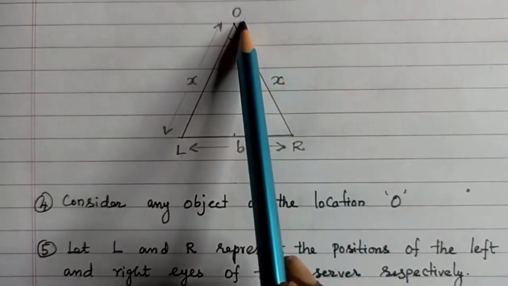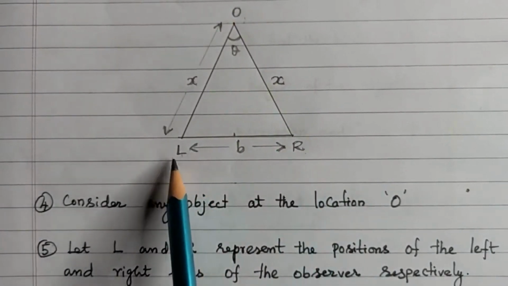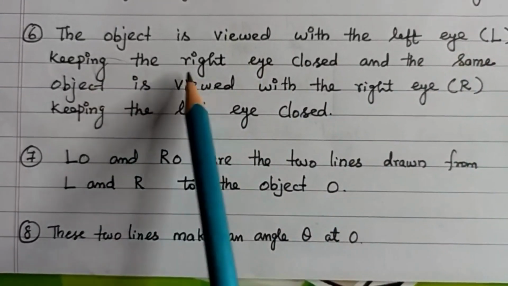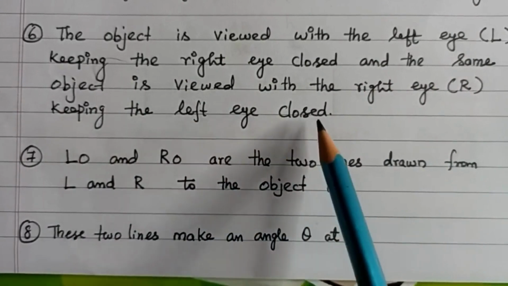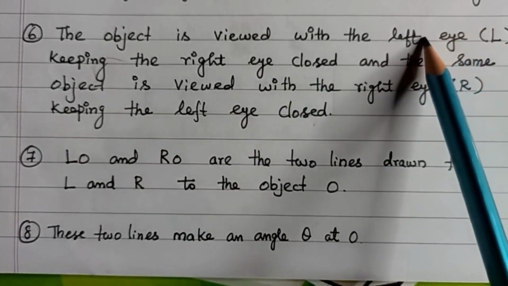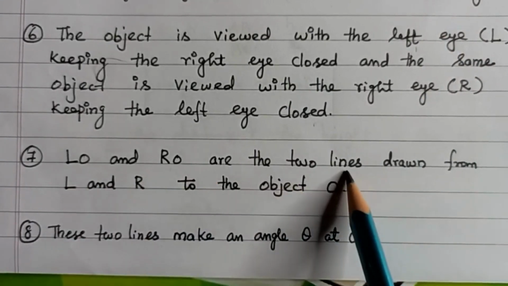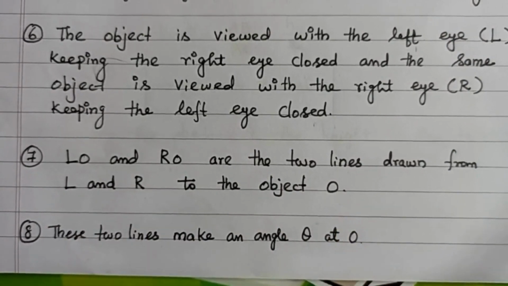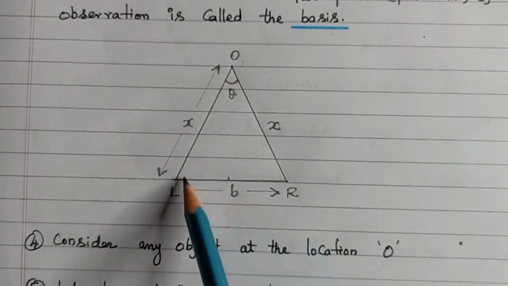In this diagram, O is any object. So O is the object and L and R represent the position of the left eye and right eye. The object is viewed with the left eye by keeping the right eye closed, and the same object is viewed with the right eye by keeping the left eye closed. அதாவது right eye close பண்ணிட்டு left eye ஆல object பார்க்குறோம். அதுக்கப்புறம் left eye close பண்ணிட்டு right eye ஆல அந்த object பார்க்குறோம். அதுதான் இங்கே சொல்லியிருக்கோம். LO and RO are the two lines drawn from L and R to the object O. L ல இருந்தும் R ல இருந்தும் நம்ம ரெண்டு lines draw பண்றோம். So from L and R we are drawing two lines.